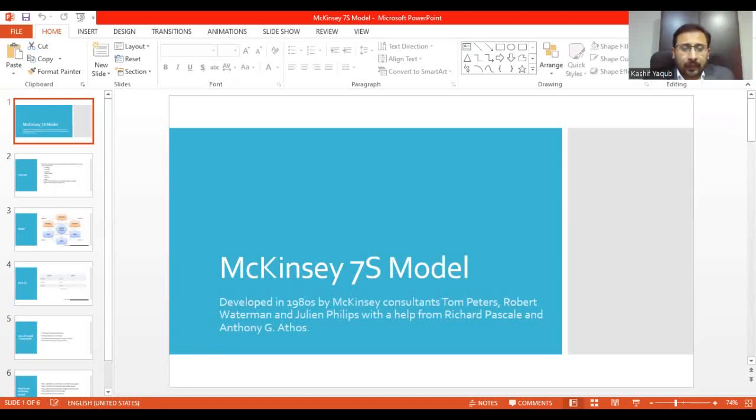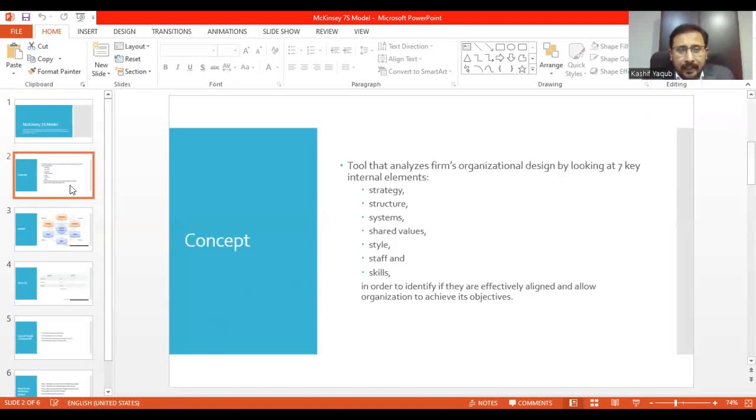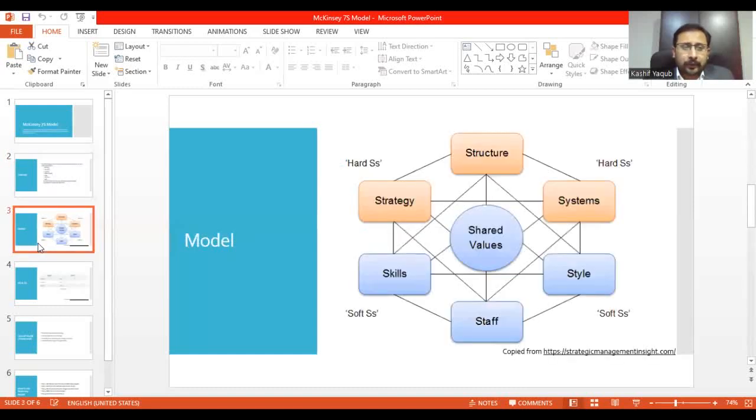So let's go to the next slide. It's all about the concept that I have discussed earlier with you. Now let's go to the model. As you can see, the model represents connections between seven areas and divides them into two things. One is hard S and the other is soft S. As you can see, strategy, structure, systems, these are hard S, right? And you can see skills, staff, style, and shared values are soft S.